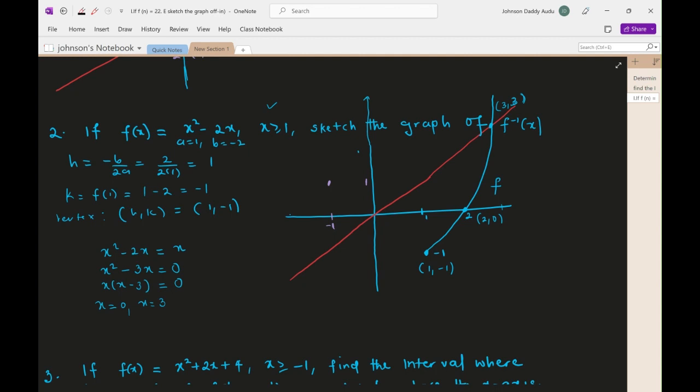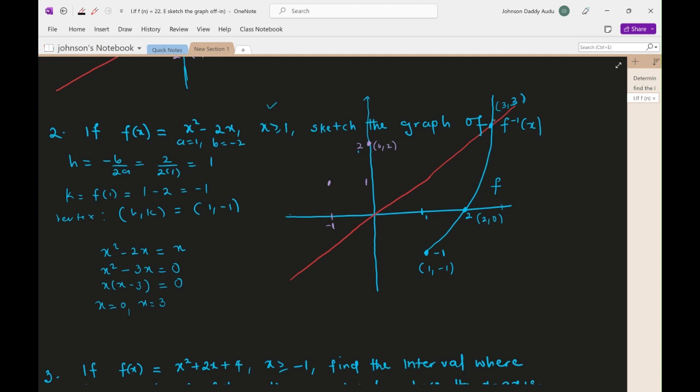So, now we also have this point, which is what? 2 and 0. So 2 and 0 is going to become what? 0 and 2. So 0 and 2 somewhere here. So this is going to be 2. So this is point 0, 2.